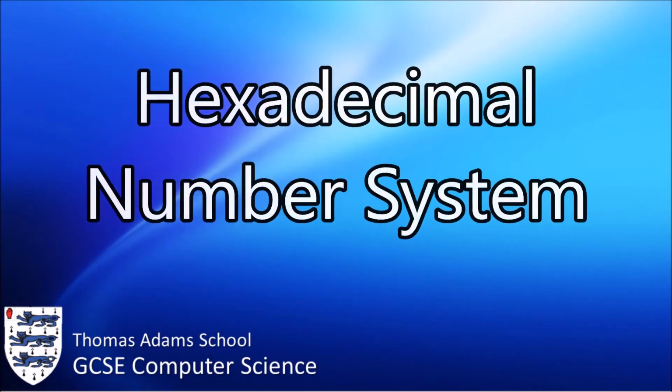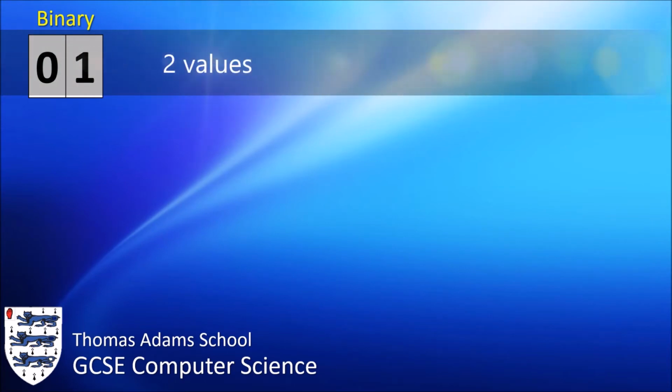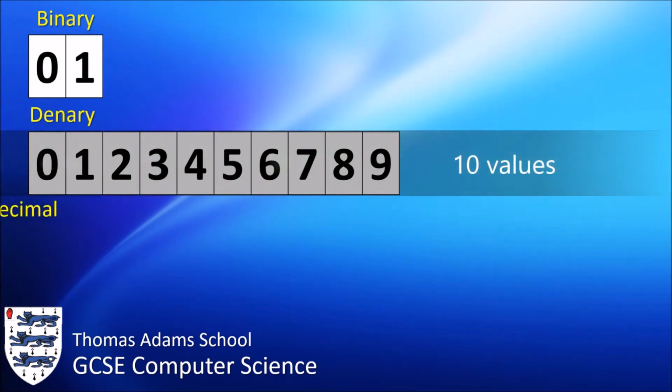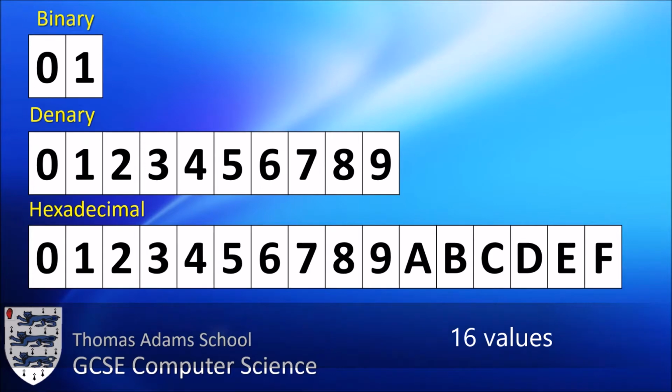Right, let's have a look at the hexadecimal number system. So we know that there are two values that can be represented in binary, 1 and 0. Denary, 10 values, 0 to 9. Hexadecimal represents 16 different values, 0 to 9 and 10 to 15 represented by A to F.